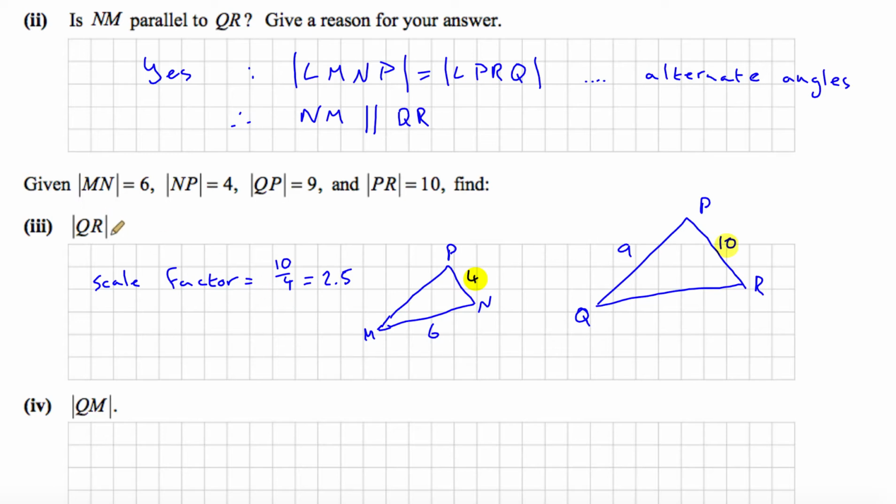So when we're looking for QR, which is this side here, to go from the small to the big, you would multiply by 2.5. So I'm going to multiply 6 by 2.5, and 6 by 2.5 gives me 15 for QR. So QR is 15.